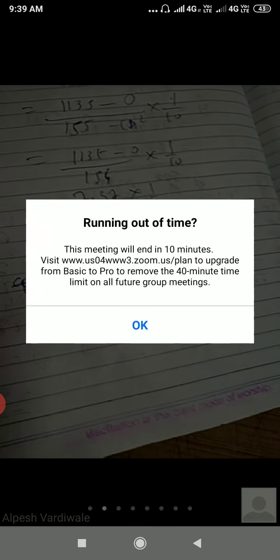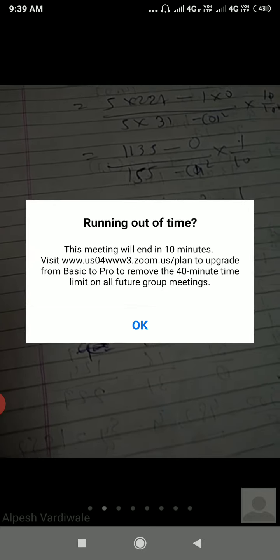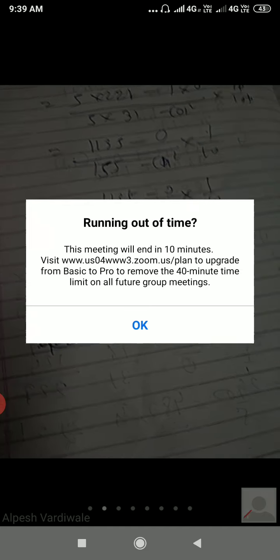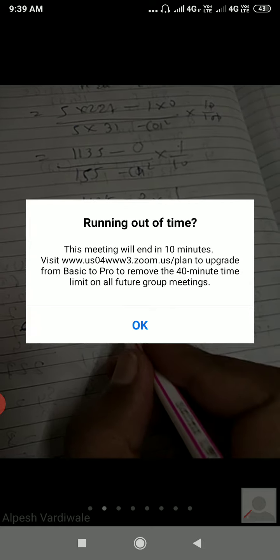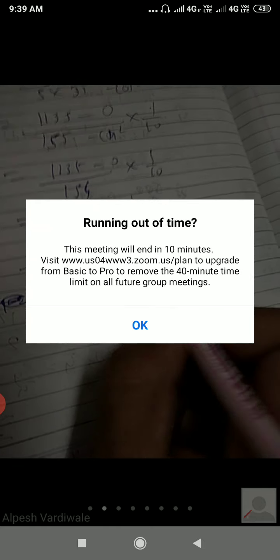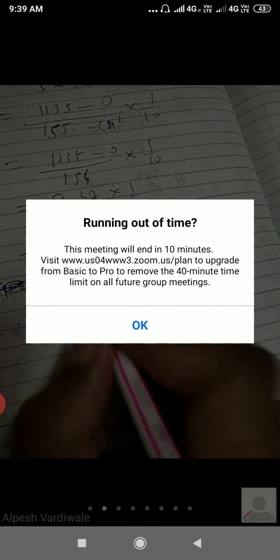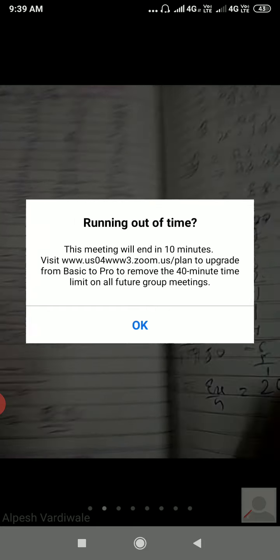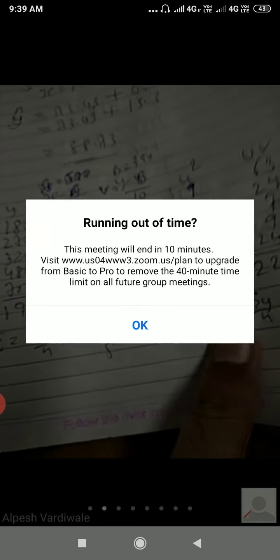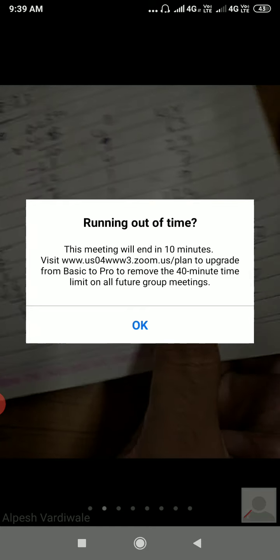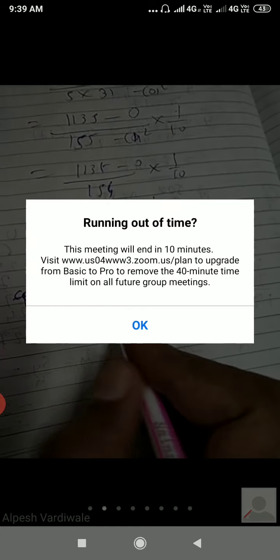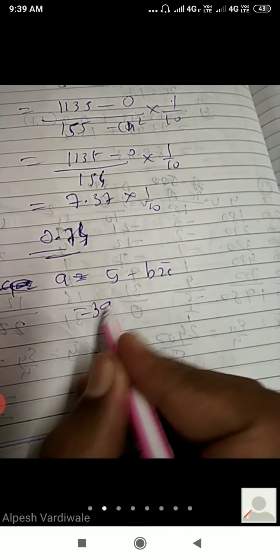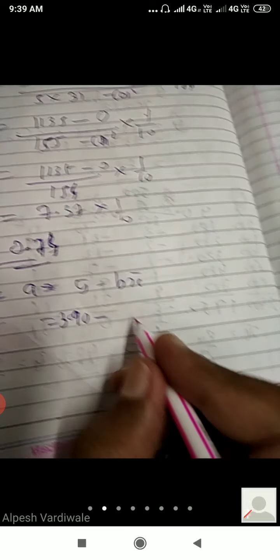Value of b, 0.74. Value of x bar, that is here 480. Okay. So put the value here 480. Now here 390 minus 0.74 into 480. 0.74 into 480 is 355.2. Now, okay, minus the value now. 34.8. Very good. So here value of a, that is 34.8.